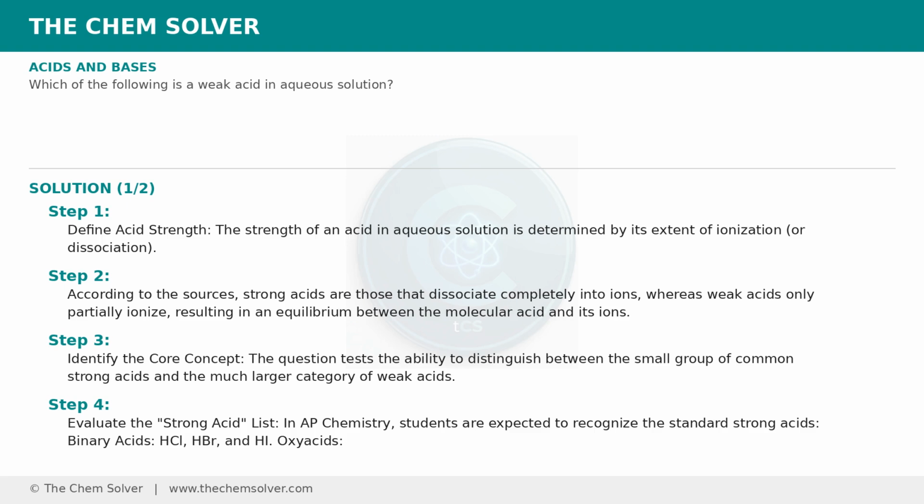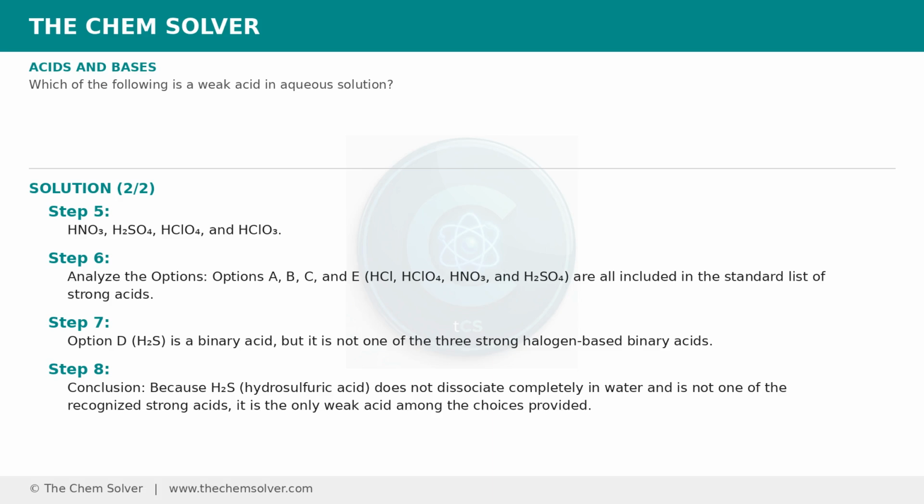In AP Chemistry, students are expected to recognize the standard strong acids: binary acids HCl, HBr, and HI. Oxyacids: HNO3, H2SO4, HClO4, and HClO3.